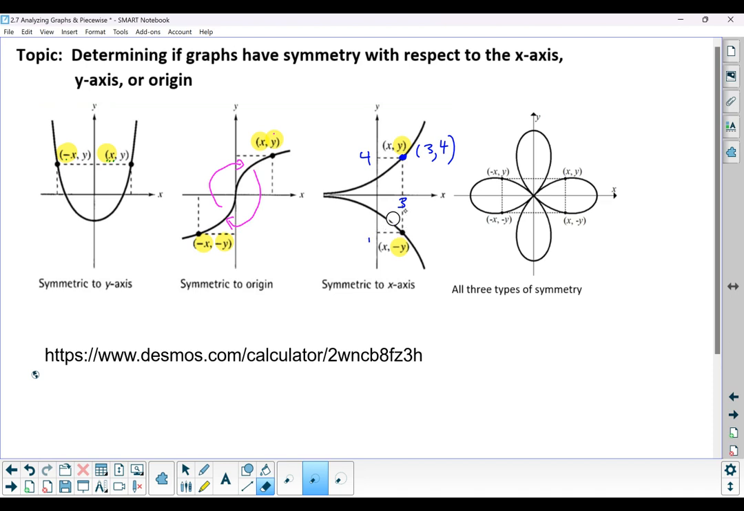And then that last graph, that petal graph right there, is probably a sort of graph that you haven't really seen before, but this sort of graph would have all three types of symmetry. So you can imagine folding it in half, whether vertically or horizontally, and it would be the same graph. And also if we rotated it 180 degrees, it would be exactly the same graph as well. So this one has all three types of symmetry.